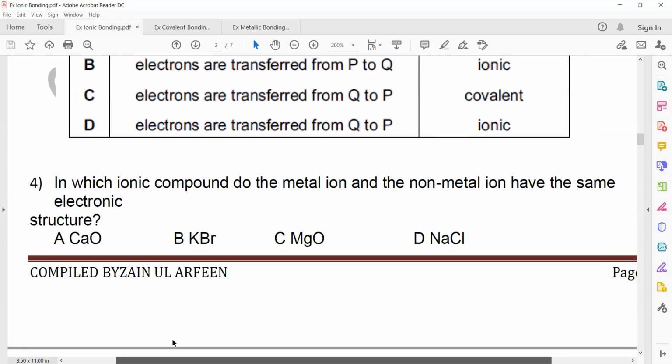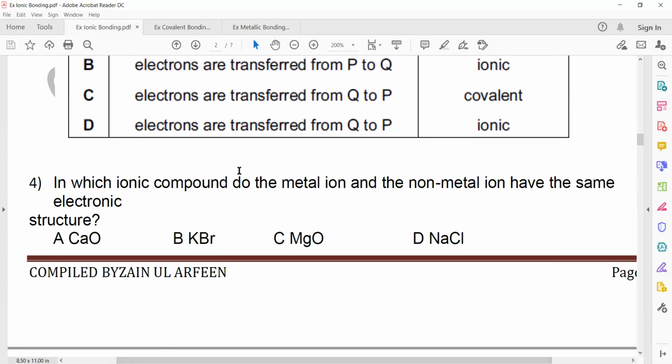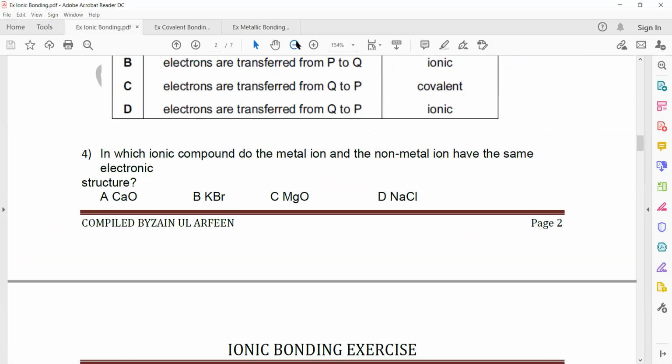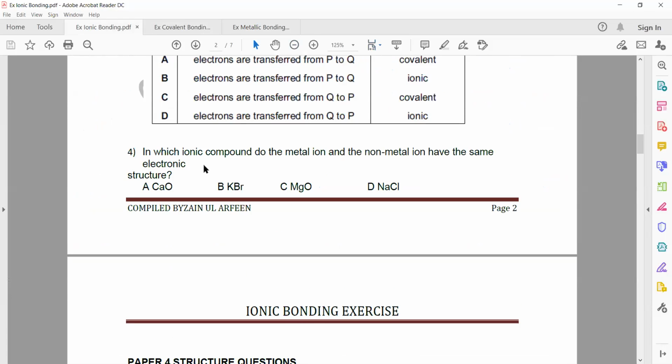In which ionic compound do the metal ion and non-metal ion have the same electronic structure? Same electronic structure means the same number of electrons. So how can you identify it? I will give you a hint for this question. The options are calcium oxide, potassium bromide, magnesium oxide, and sodium chloride. You will use a periodic table for this. First check calcium. Calcium is 20 and 40. And oxygen is 8 and 16. So how many electrons are there in calcium?